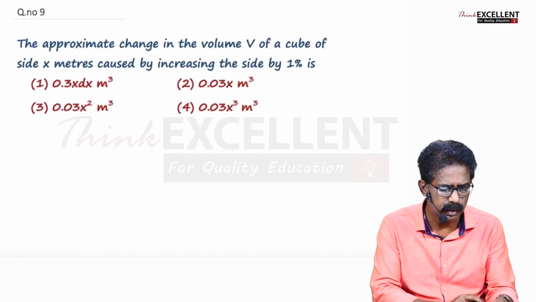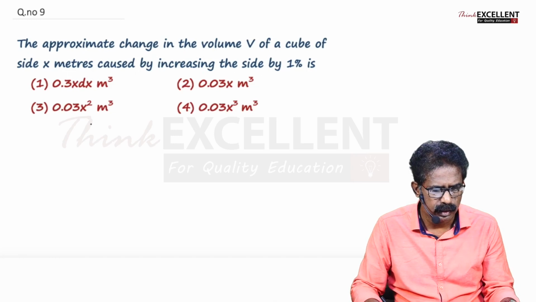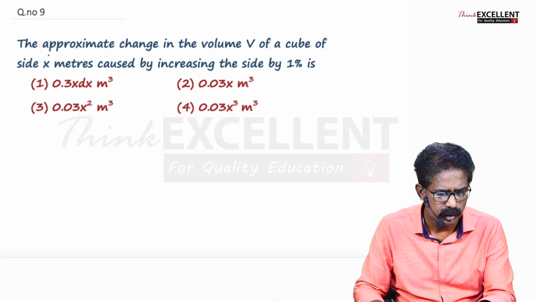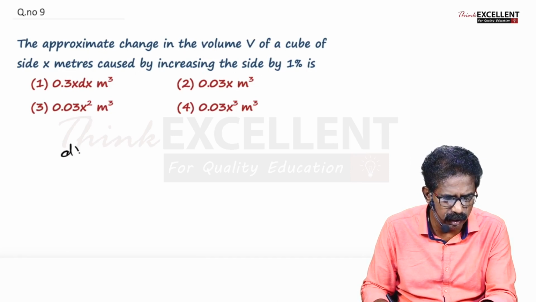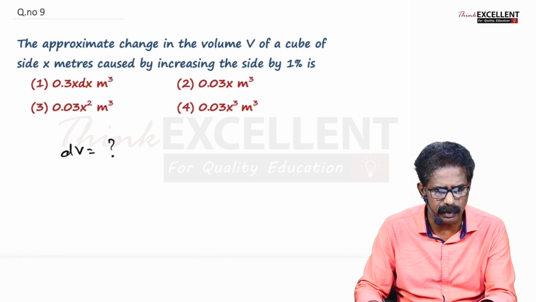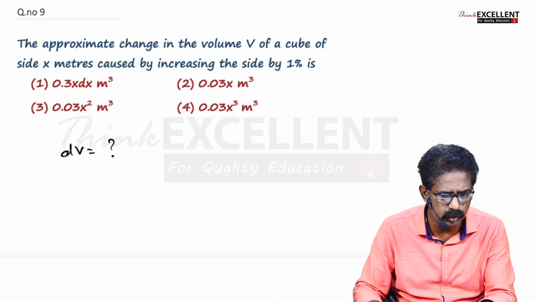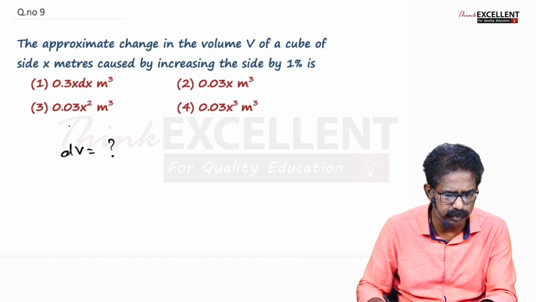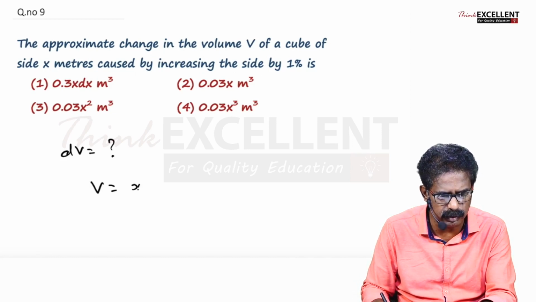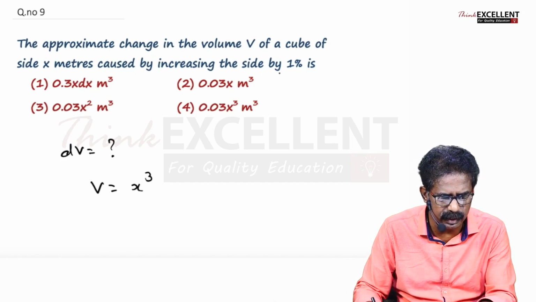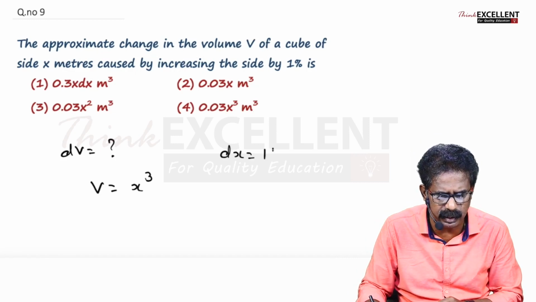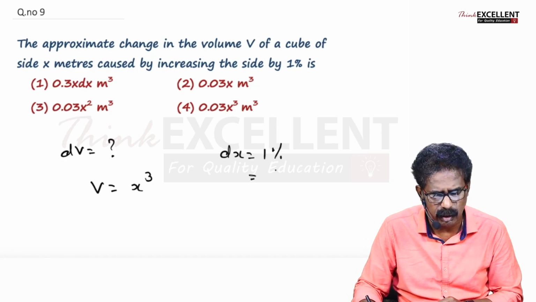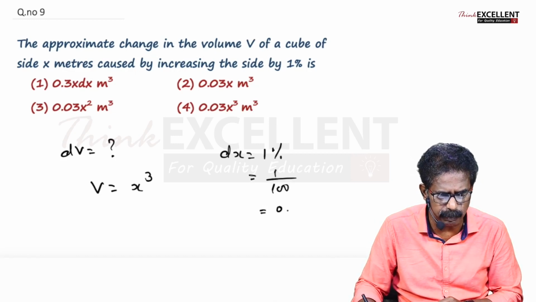Now question number 9. Listen to this question. The approximate change in volume, so you have to find dV, the approximate change in volume of the cube of side x meter. So volume of the cube equal to x cube, right? Caused by increasing the side. So change in side dx is 1%. 1% means 1 by 100, or you can write it as 0.01.